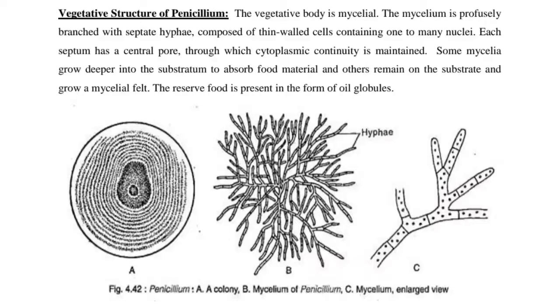Vegetative structure of Penicillium. The vegetative body is mycelial. The mycelium is profusely branched with septate hyphae, composed of thin-walled cells containing one to many nuclei. Each septum has a central pore, through which cytoplasmic continuity is maintained. Some mycelia grow deeper into the substratum to absorb food material and others remain on the substrate and grow a mycelial felt. The reserve food is present in the form of oil globules.